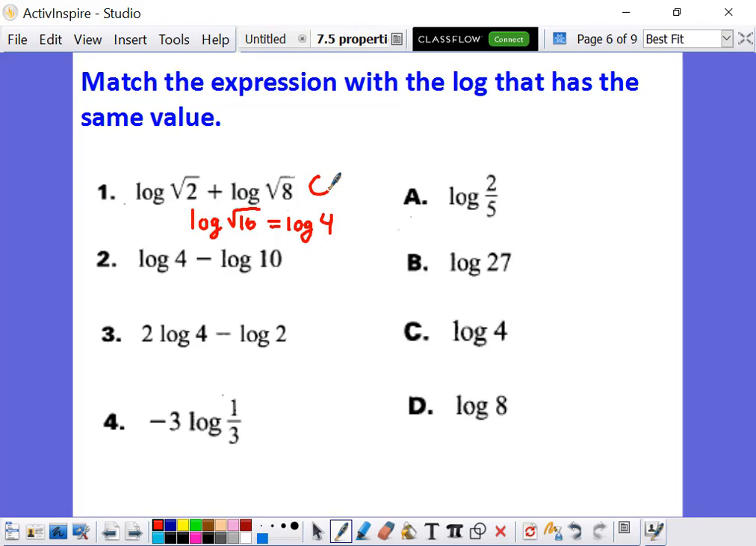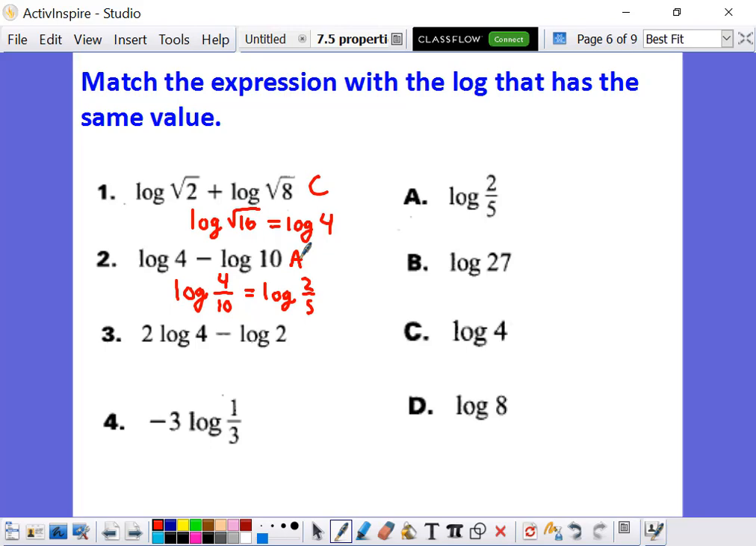Number 2, we use the quotient property. We see the subtraction sign, so we can rewrite this as log of 4 divided by 10, which reduces to log of 2/5, which is answer choice A.